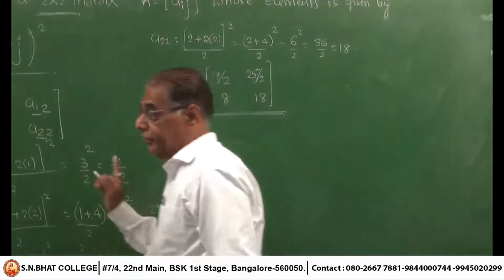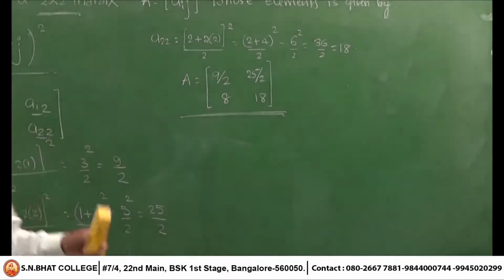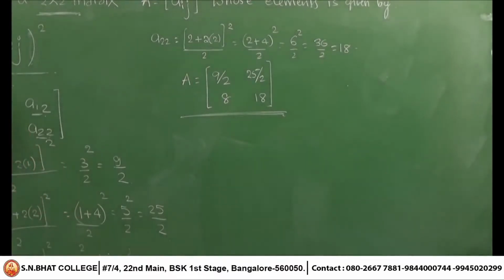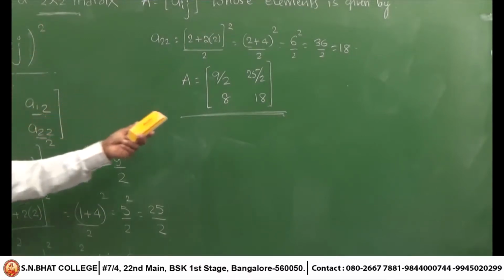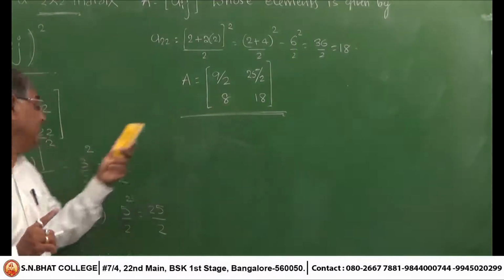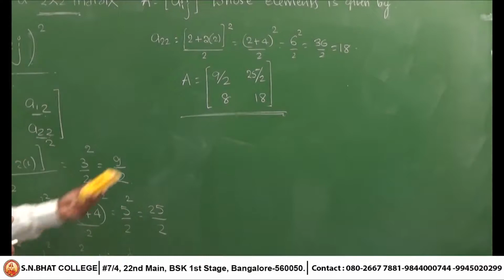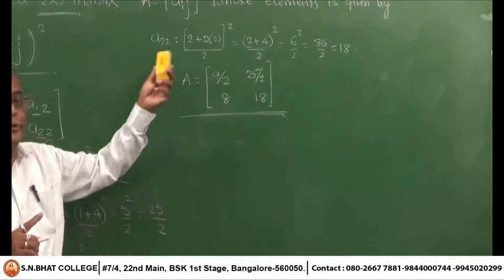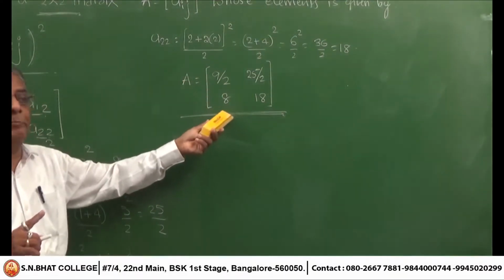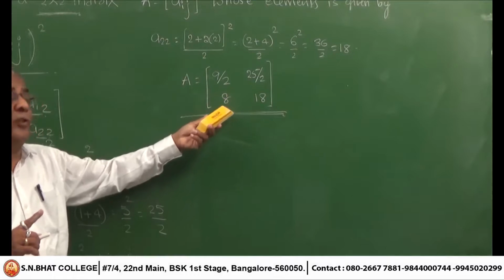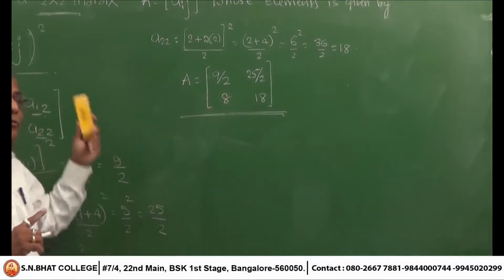In the examination, you have a question in part A for 1 mark. Construct a 2 cross 2 or 2 cross 3 matrix whose elements are given like this. We have to calculate all these elements, and finally you have to substitute them in the matrix A. If you calculate all these things but don't write the matrix, you will get 0. Writing the matrix is important. 1 mark is carried for writing this matrix only, not for the calculation.